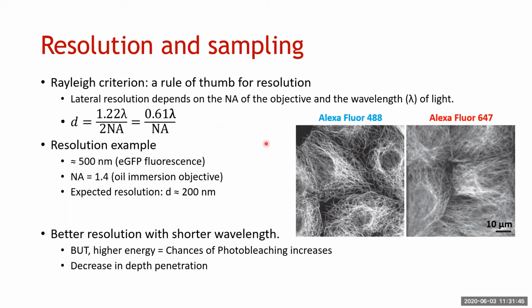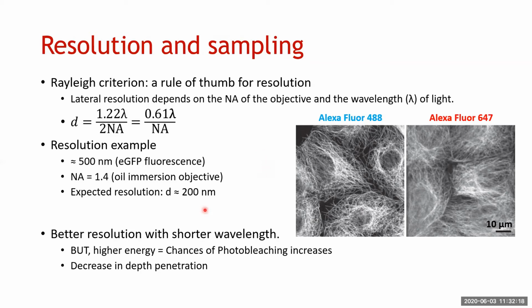In this example, this is tubulin, and it's stained with two different secondary antibodies. One is with Alexa Fluor 488, and one is with 647. Everything else remains the same. And you'll see that, obviously, this is a much better image, with a lot more resolution. That's basically because it's a shorter wavelength, and because of this relationship, you can resolve a lot more features with a shorter wavelength.